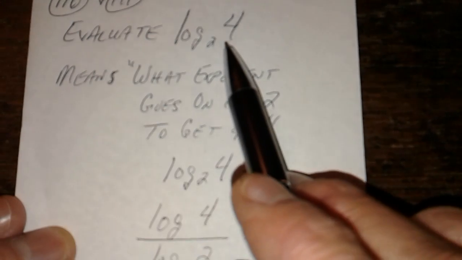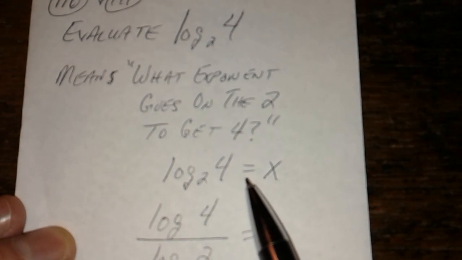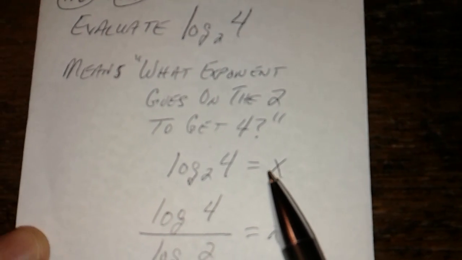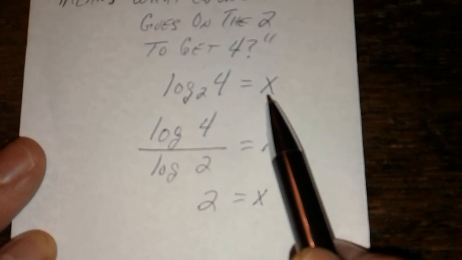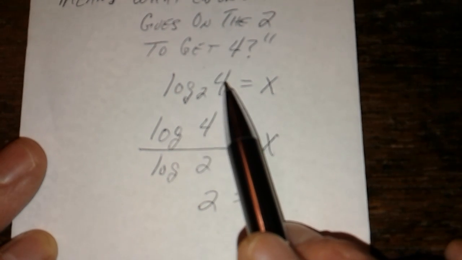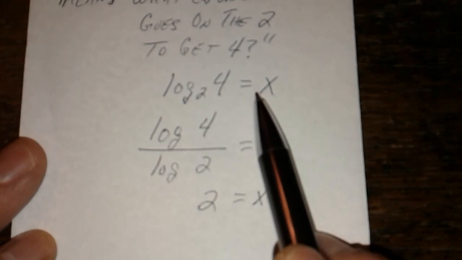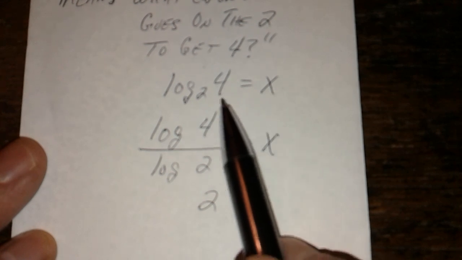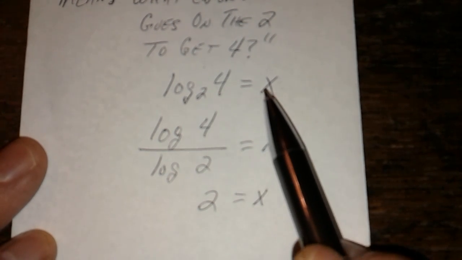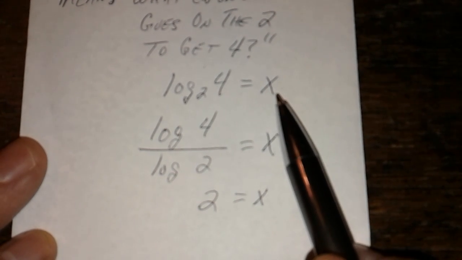But they're going to give you the problem like this. I like to go ahead and add equals x because it looks better to me. So I'm asking what exponent goes on the 2 to give me 4. Now that's a pretty easy one. It's not going to be that easy on the test. You could guess it. It'll be a tougher one on the test, but you do it the same way.